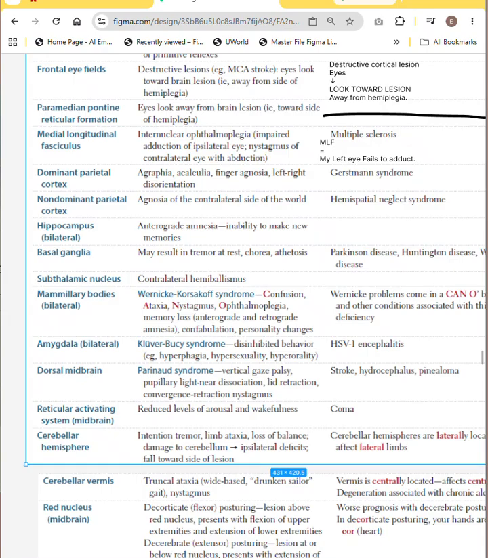Then we have the basal ganglia. This is the movement control center. It smoothens out movement, right? The basal ganglia is like a beautiful stroke of a paintbrush.